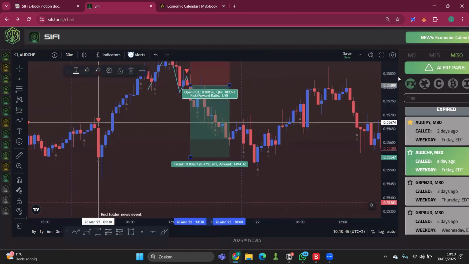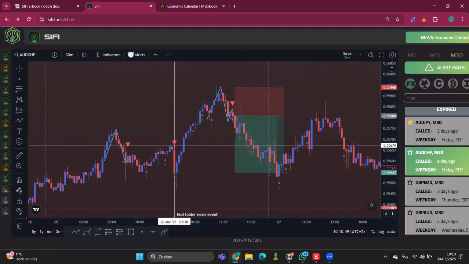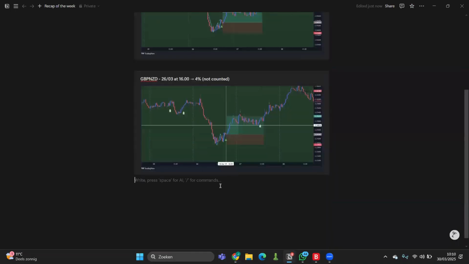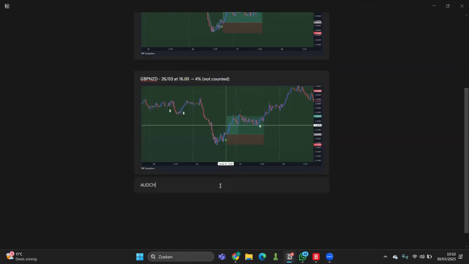Cool. Okay. I'm going to save the picture, but we're not going to count this profit because I personally would not take it. And I can't say, yeah, it's profit, so I take it. That's not what we like to do here. If we didn't take it, it's just what it is. AUDCHF.